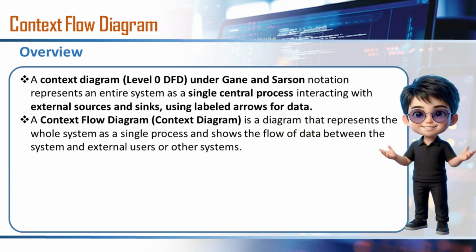A context diagram, level 0 DFD, using Gane and Sarson notation, represents the entire system as a single central process that interacts with external entities, with labeled arrows showing the flow of data. A context flow diagram, context diagram, represents the whole system as a single process and shows the flow of data between the system and external users or other systems.